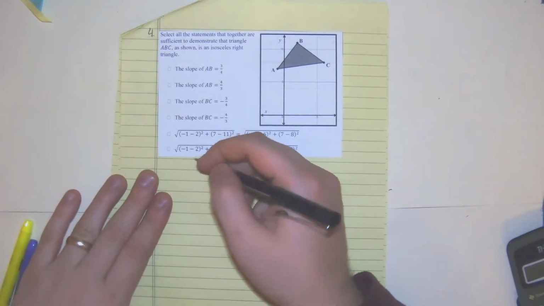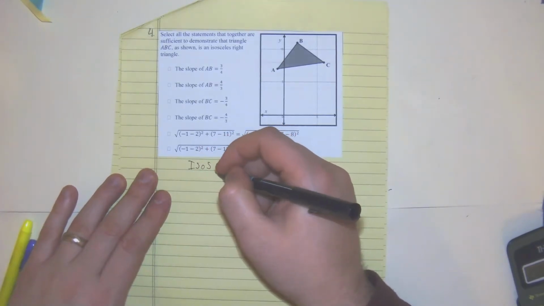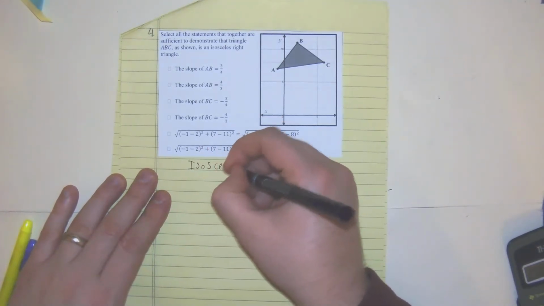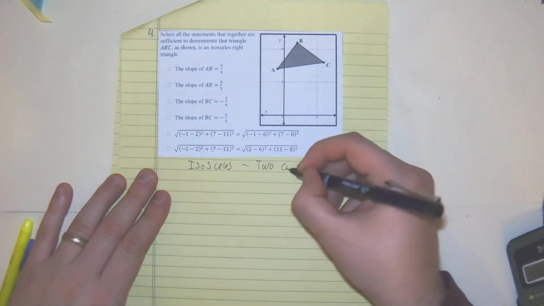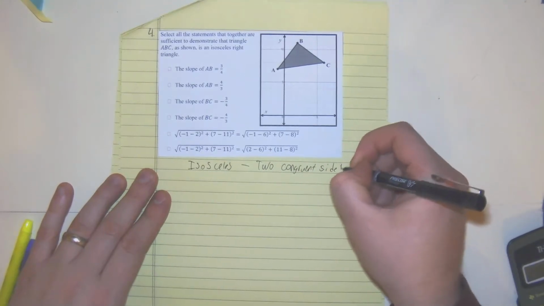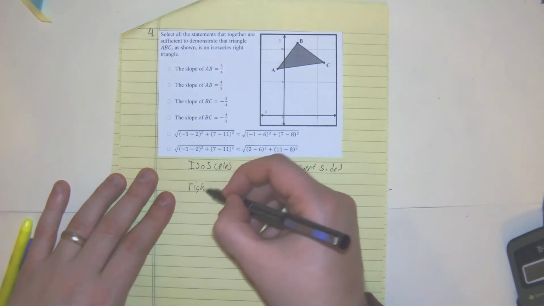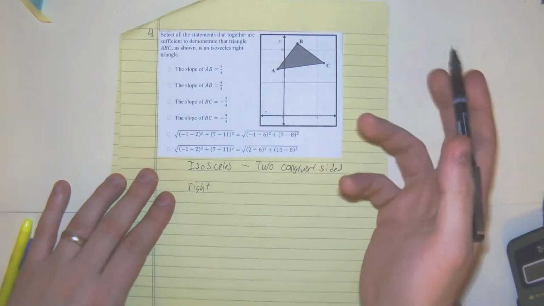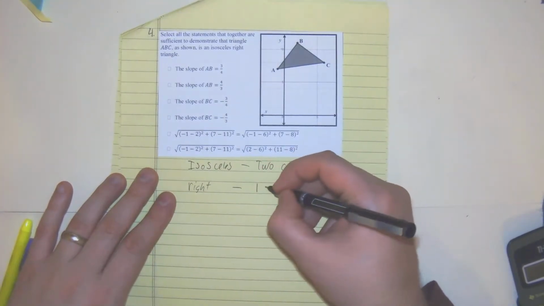So isosceles here means two congruent sides in a right triangle. Since we're talking about the triangle, there's one right angle.